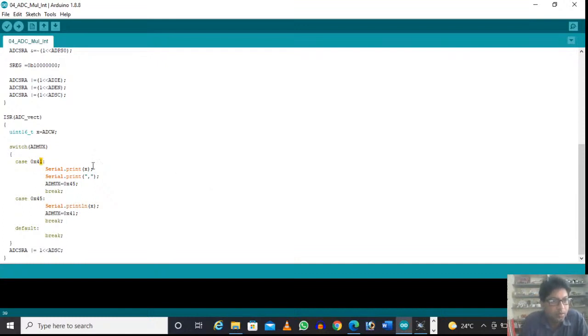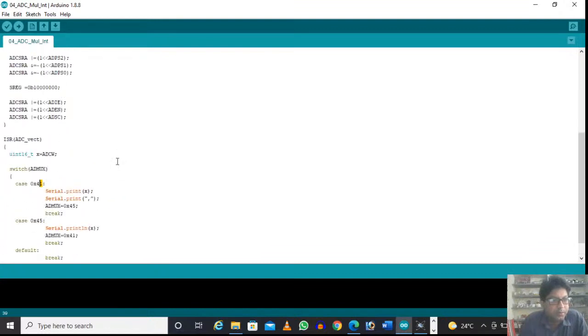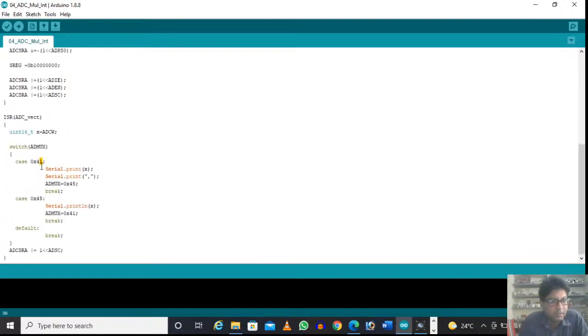Now the first thing is the first channel. I am using channel 1 and channel 5. So first it will take the analog value from channel 1. Once that conversion is over, I am changing the ADMUX value to 5, the fifth channel. Then immediately it will break and go to this case.